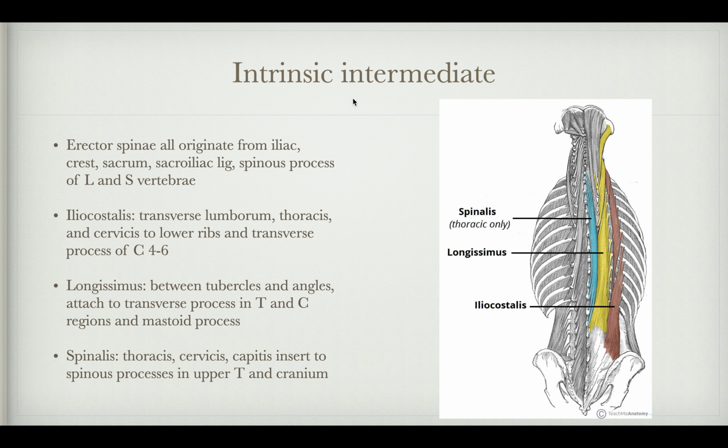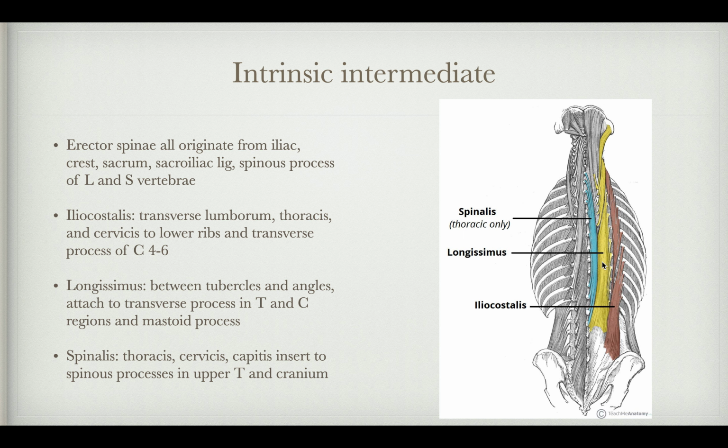So deeper is the intermediate level, and they are all called the erector spinae, and they all originate from the same area, which is the iliac crest, the sacrum, the sacroiliac ligament, and the spinous processes of the lumbar and the sacral region. So first, let's start with the most lateral. That would be the iliocostalis, and it goes across the lumborum, the thoracis, and the cervicis, and it inserts into the lower ribs and the transverse processes of C4 through 6.